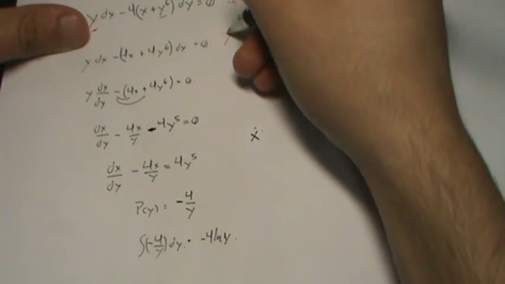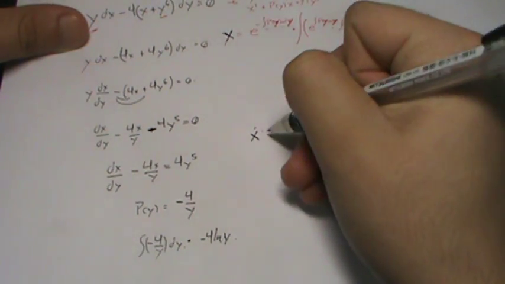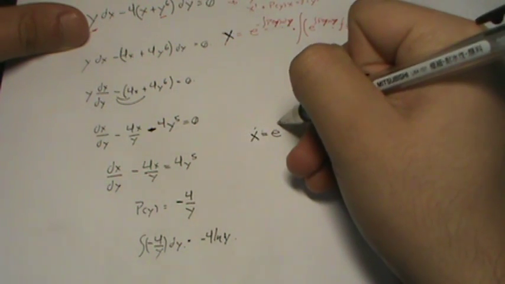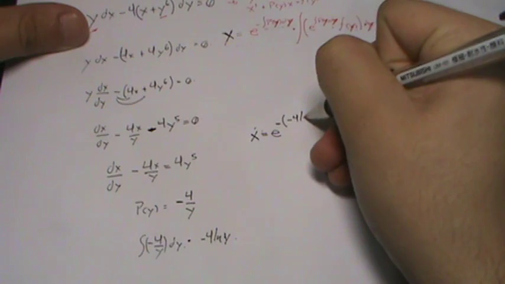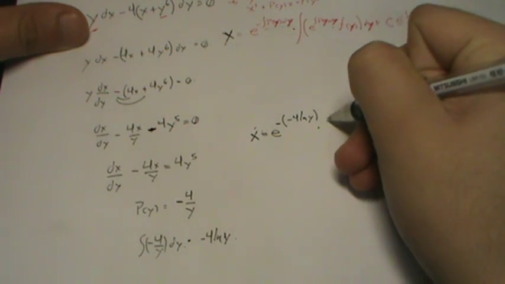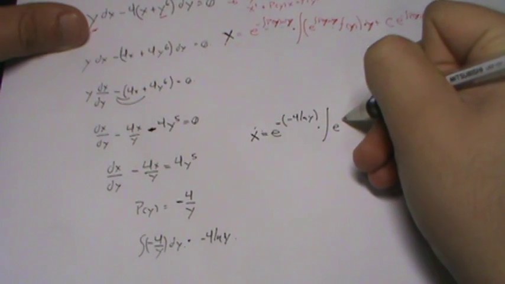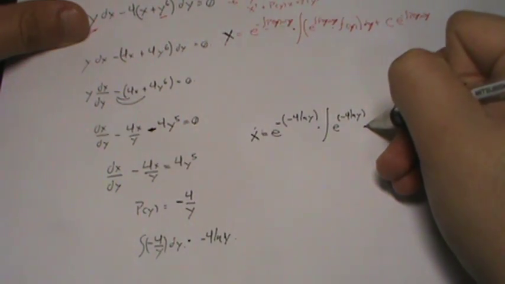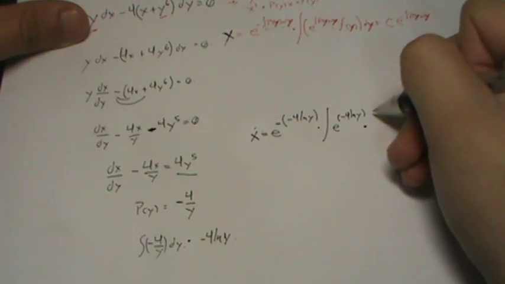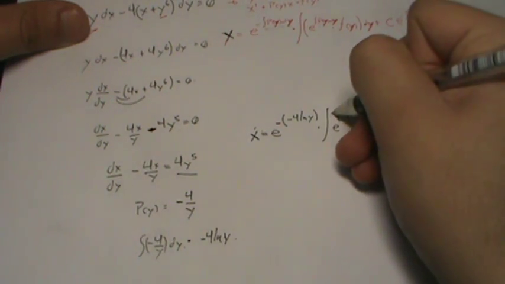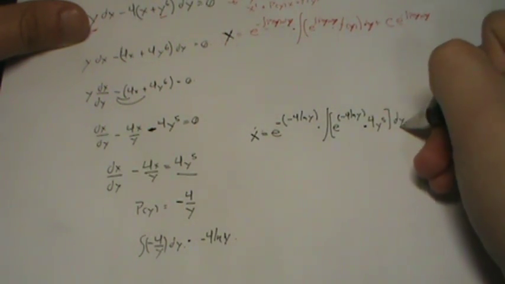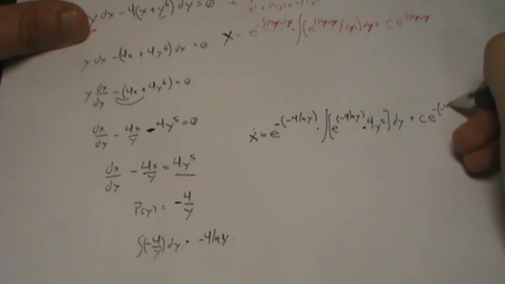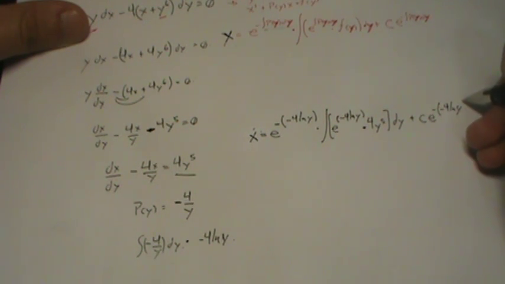So we have x, this is an x. Now we have x equals e to the minus 4 natural logarithm of y times the integral of e to the minus 4 natural logarithm of y times this number here, it's times 4 y to the fifth dy plus c times e to the minus 4 natural logarithm of y.